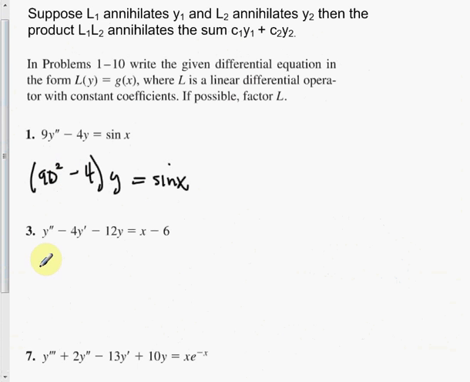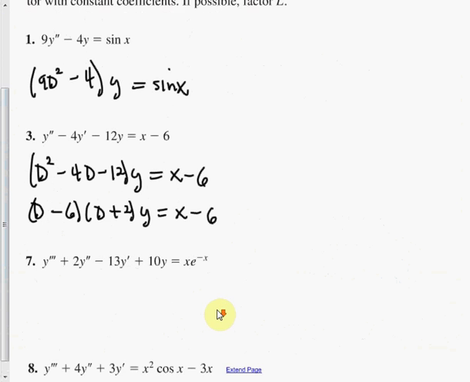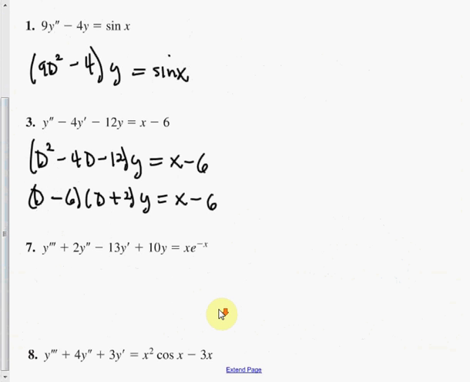Here, this is just D squared minus 4D minus 12, parentheses, applied on y is equal to x minus 6. Now, we can factor that one. This is D minus 6 times D plus 2 on y is equal to x minus 6. And you get the picture, right?